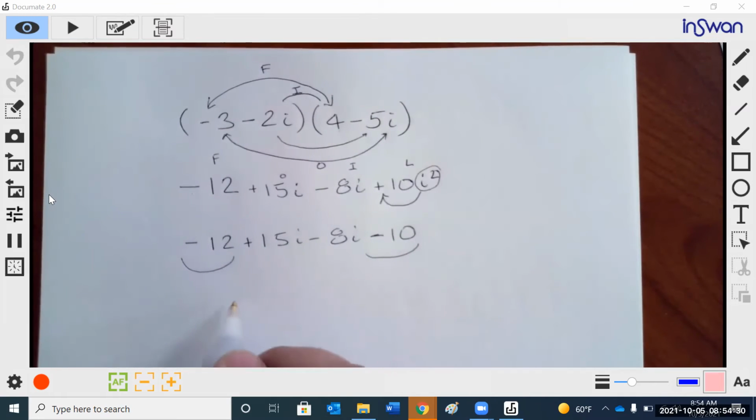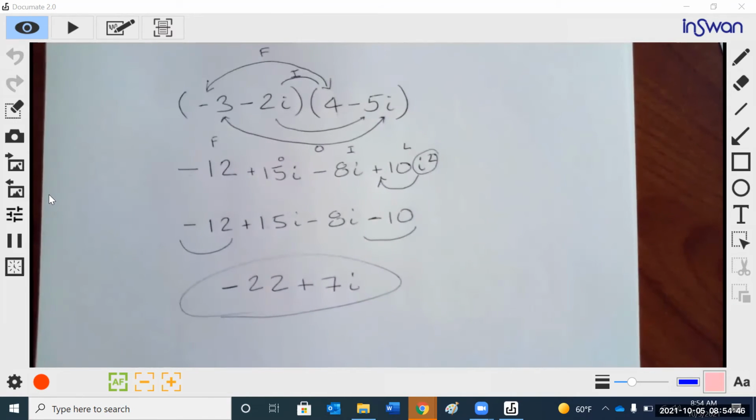-12 minus 10, they're both negatives, answer negative. 12 plus 10 is 22. 15 minus 8, 15 is bigger, so it's plus. 15 minus 8 is 7i. There's your answer.